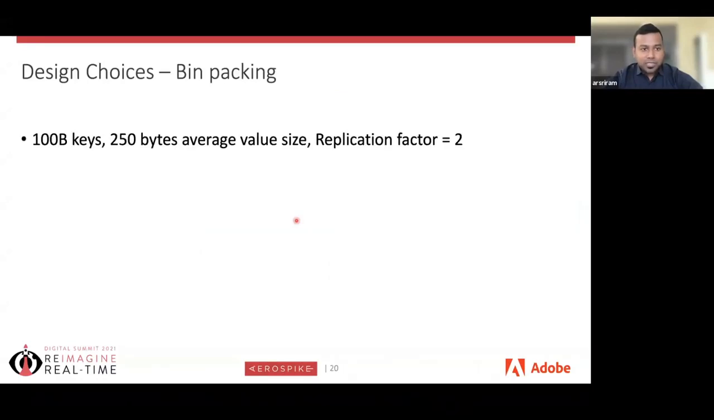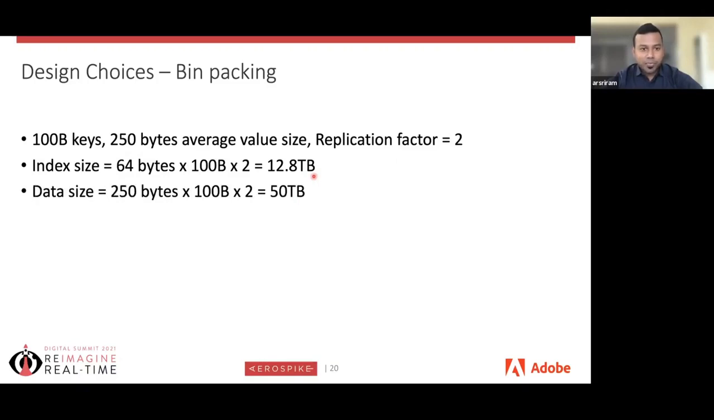Bin packing. So this is another interesting design choice. Imagine that you have an app with 100 billion keys, each with 250 bytes of value to store, with a replication factor of 2. Your index size is about 12.8 terabytes, since each record takes 64 bytes in memory, and your data size is 50 terabytes.